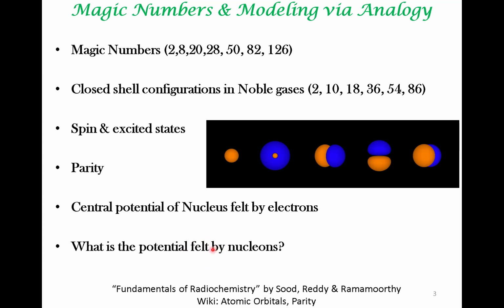We will look at this later, even though we have sort of hinted what might be the potential. We have seen that there are these strong nuclear forces that are felt by both protons and the neutrons, which offer a confining potential, a strong confining potential. That is a possibility, but that potential is quite different from the potential offered by the nucleus to the electrons.